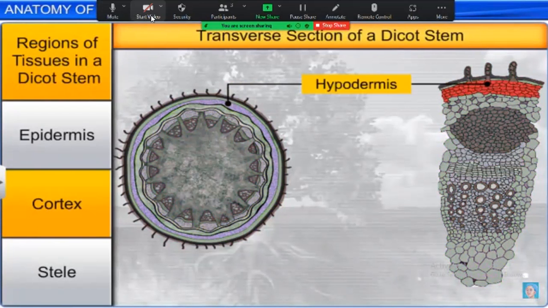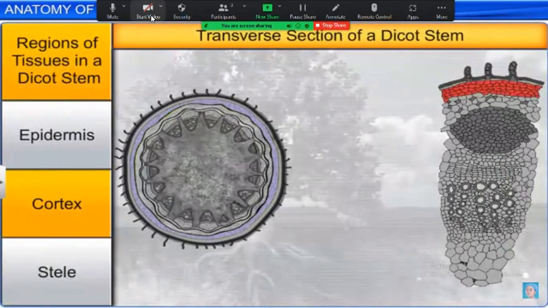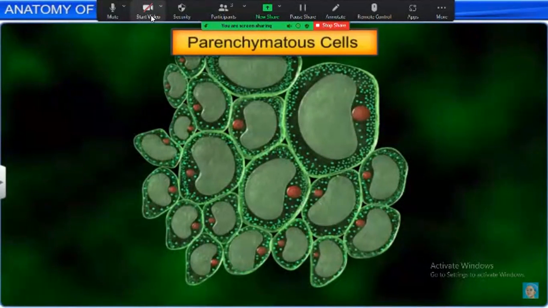The hypodermis is the outermost zone of the cortex, which consists of a few layers of collenchymatous cells. These cells strengthen the young stem of a plant. Below the hypodermis are cortical layers of round and thin-walled parenchymatous cells with intercellular spaces.